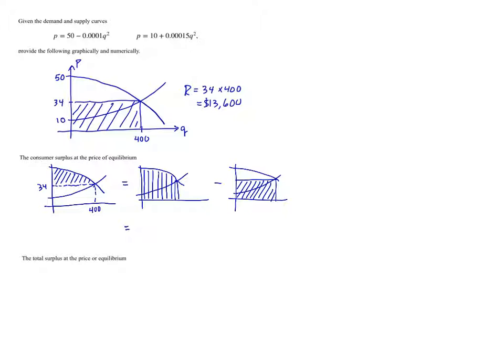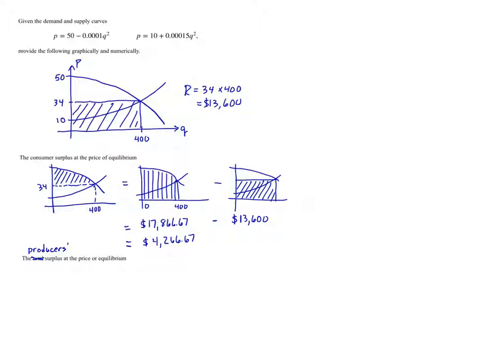So if we were to find the area under the demand curve between 0 and 400, we would find that this is $17,866.67. We already know that the area of the rectangle, the revenue from selling 400 units at $34 each, is $13,600. So this gives us a consumer surplus of $4,266.67.